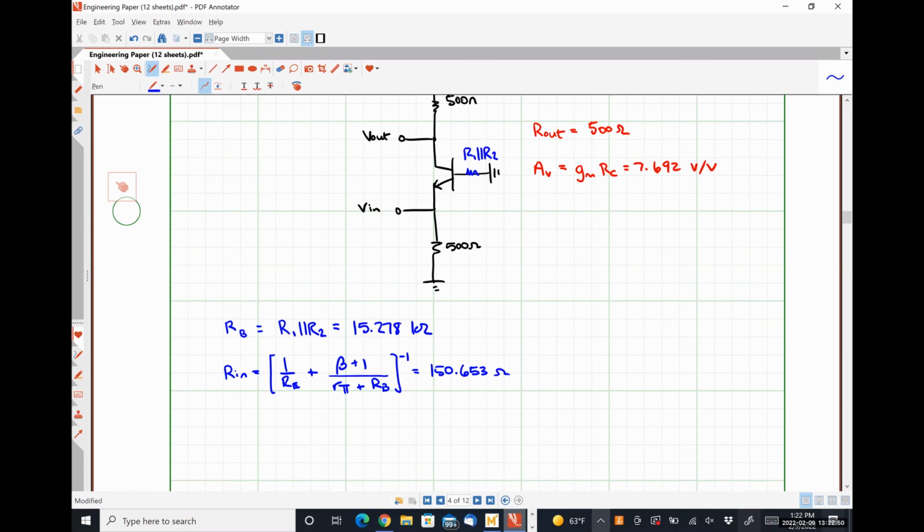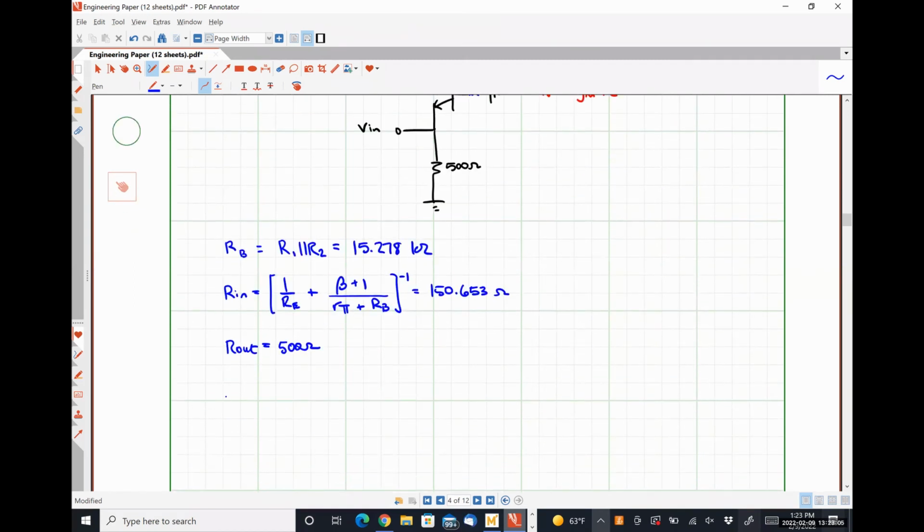All right. What's R out? Still just RC, yeah, so 500 ohms. And then lastly, our voltage gain. So what's our voltage gain for this particular configuration? Beta RC over R pi plus RB, which I get to be 2.296 volts per volt.